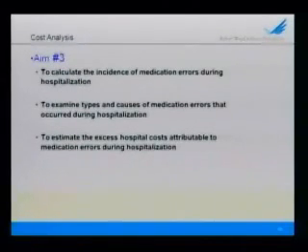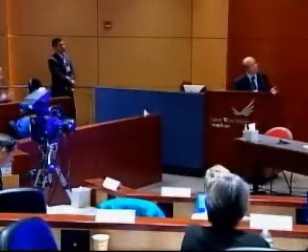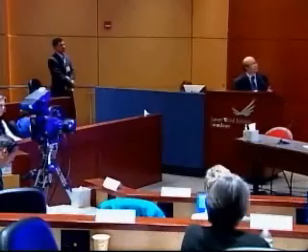That is, we want to see the incidence of medication errors during hospitalization, and also examine the types and causes of medication errors, and also estimate the excess hospital cost attributable to medication errors.